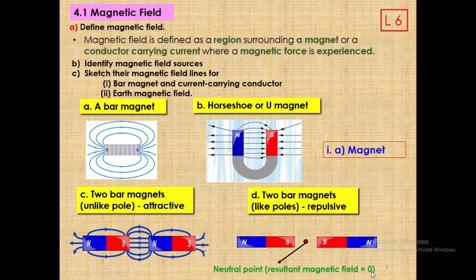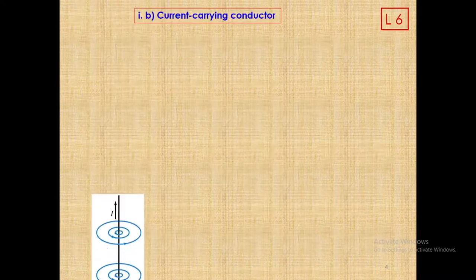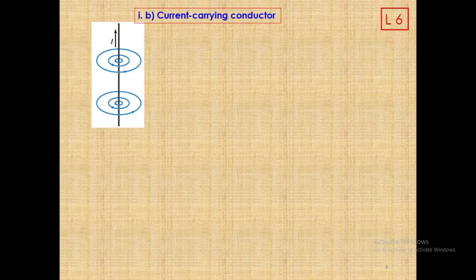And then the last one is about the magnet. At the two bar magnets, which are simply side by side poles, here we will have their own magnetic field lines. Okay, so this one is for the current carrying conductor.